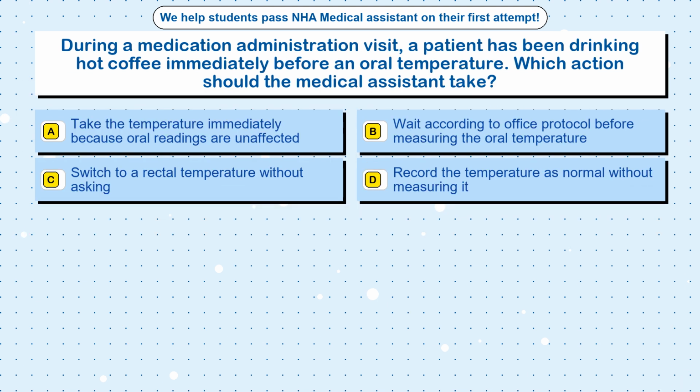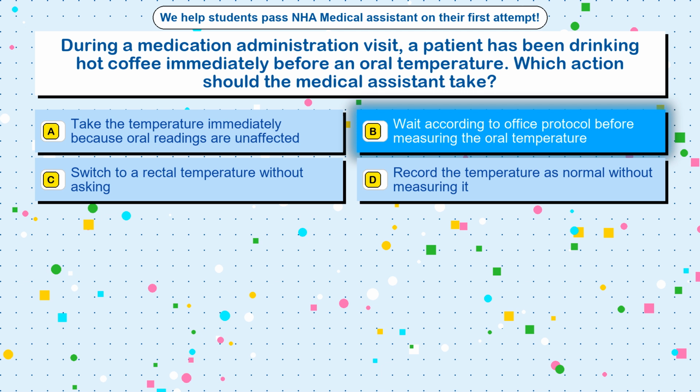Question 52. During a medication administration visit, a patient has been drinking hot coffee immediately before an oral temperature. Which action should the medical assistant take? Option A, take the temperature immediately because oral readings are unaffected. Option B, wait according to office protocol before measuring the oral temperature. Option C, switch to a rectal temperature without asking. Option D, record the temperature as normal without measuring it. The correct answer is option B, wait according to office protocol before measuring the oral temperature.